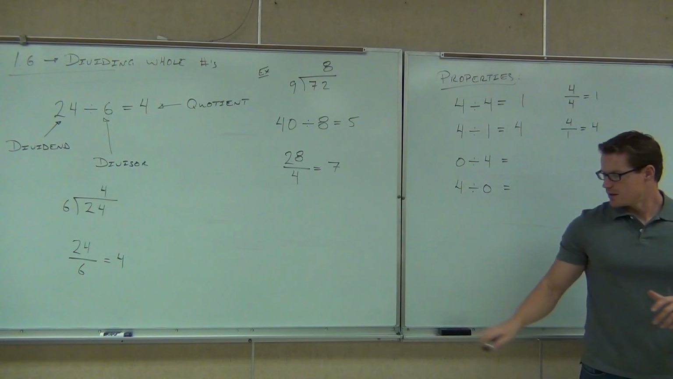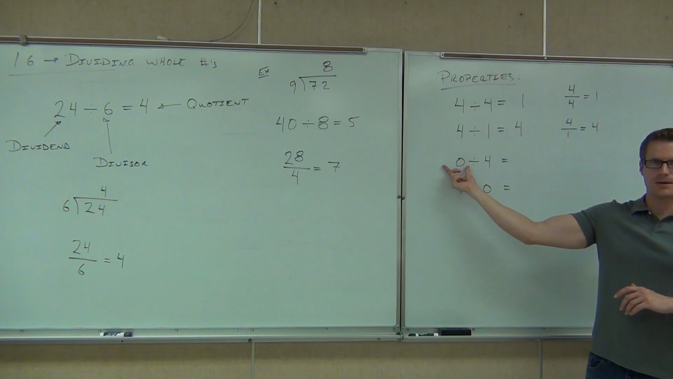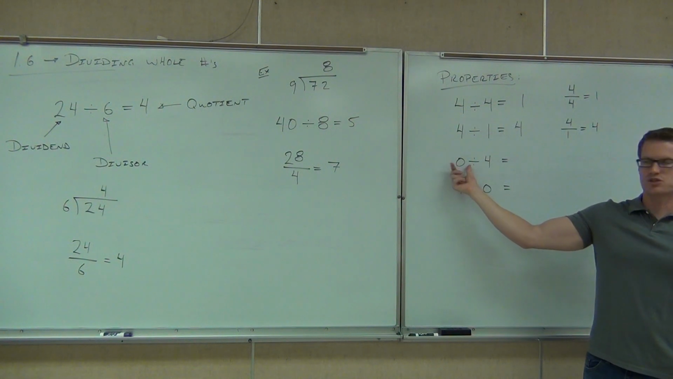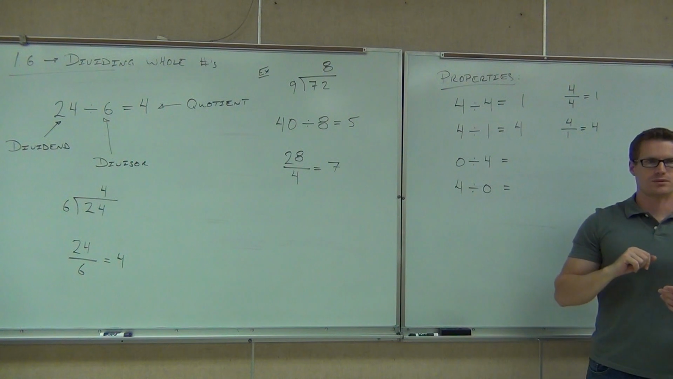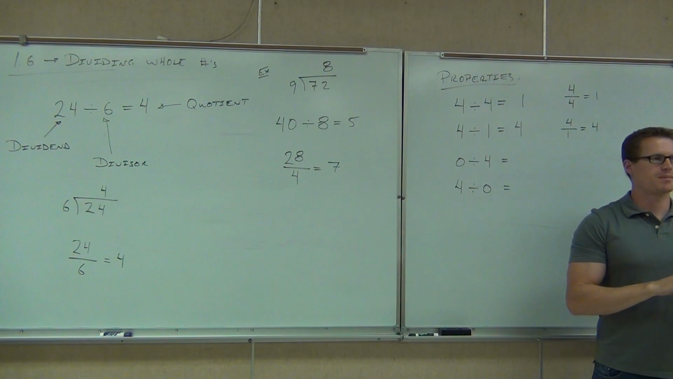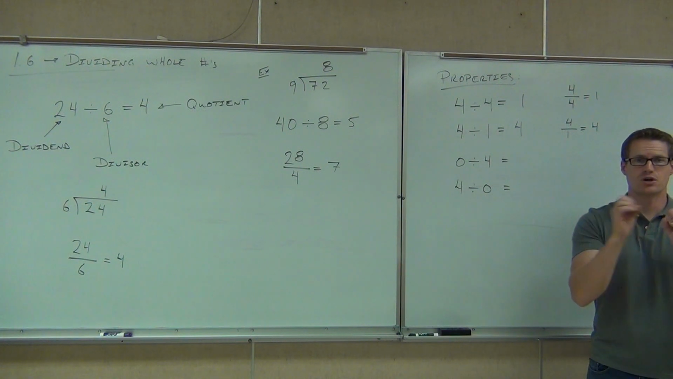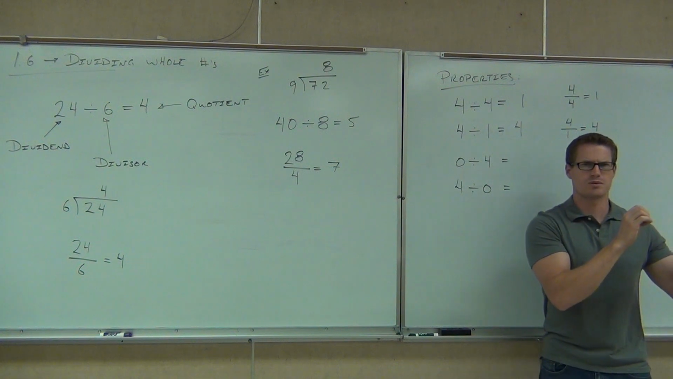Think about money. Let's say you had $0. You have no money, and you spread it between 4 bank accounts. How much money is going to be in each of your bank accounts? None. That makes sense, doesn't it? If you have no money and you open 4 bank accounts, you're just going to have no dollars in those bank accounts. Nod your head if you're with me on that.